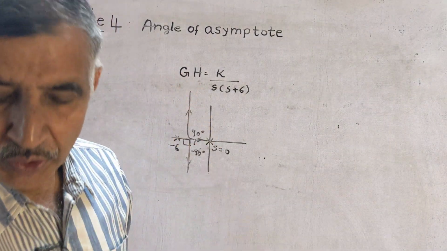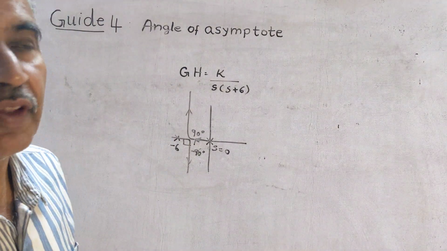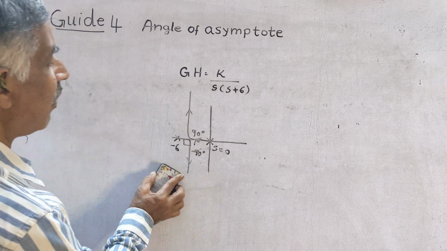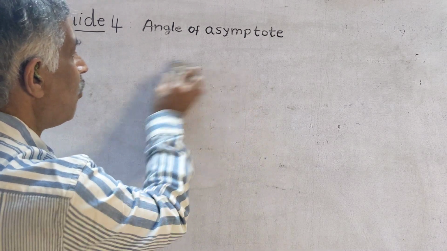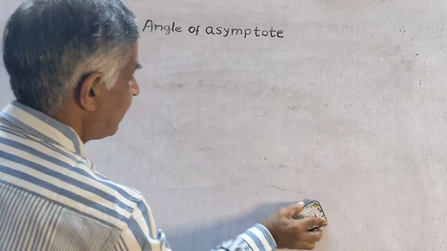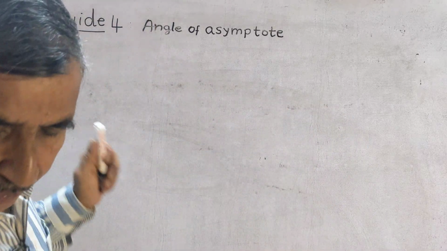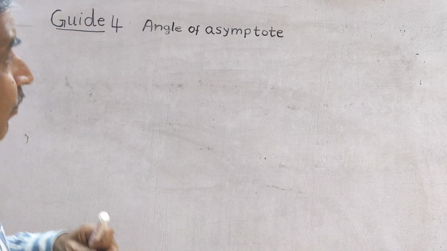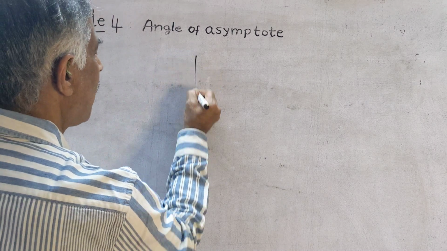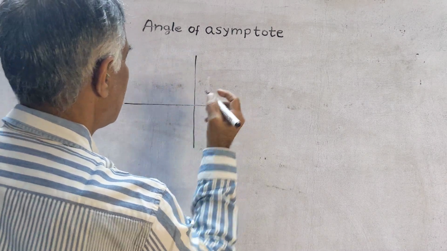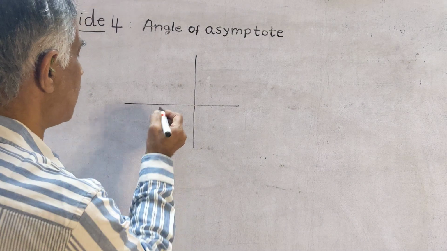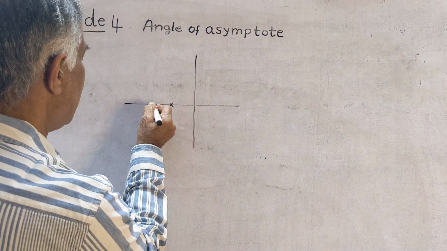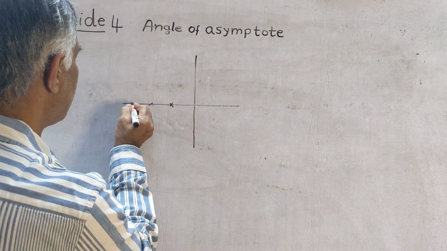Now I am going to give you a formula. I am going to derive the formula for this angle of asymptote. For example, take a general problem. In this problem, you take a set of poles and zeros.